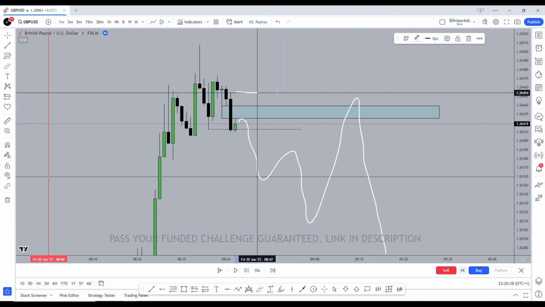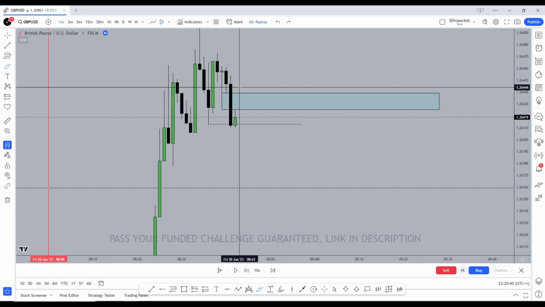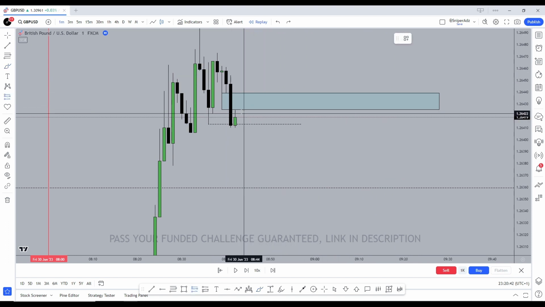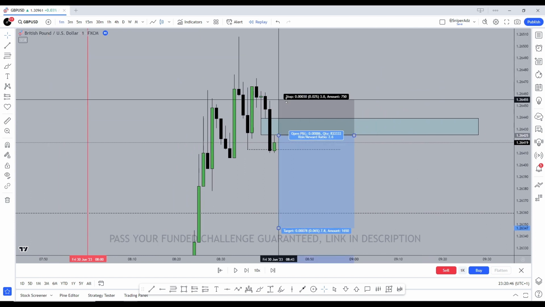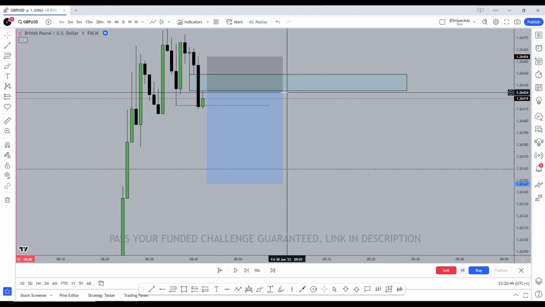And in this scenario, we'd actually put our stop loss above the candle high, which is simply that wick right there. So what I'm going to go ahead and do right here is enter my sell limits and then put my stop loss above this high right here for 2.9 pips.